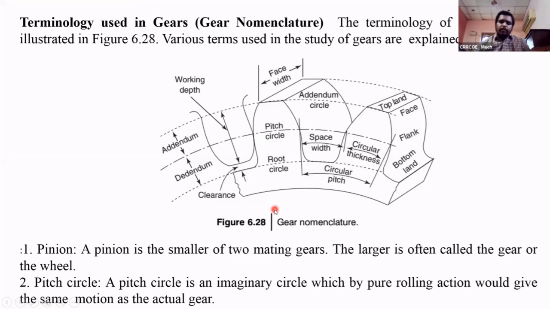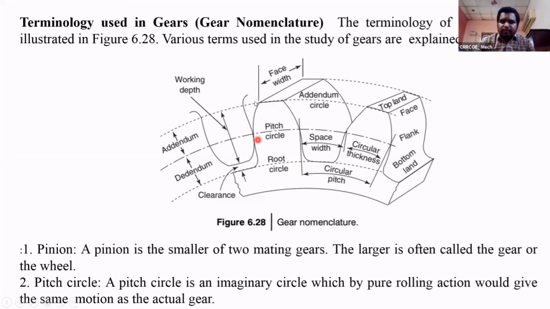I think you know all these types of gears: spur gears, helical gears, bevel gears, rack and pinion mechanism, and worm gear mechanism. Everything you have already learned in previous classes. One more thing you have to learn about gears is the terminology, that is, the nomenclature of the gears. I will just remind you of some things.